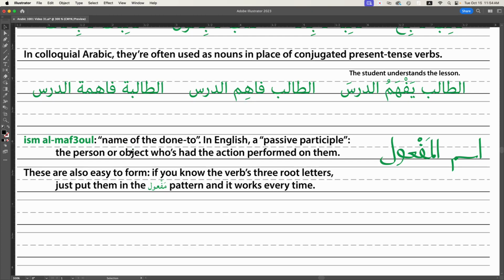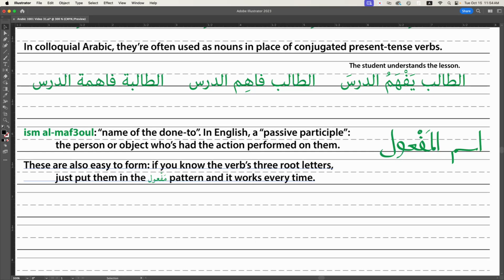So they also get formed really regularly. The ism fa'il, the one we just did, and the ism maf'ul are the fourth and fifth parts of the verbs when I talked all the way back at the beginning of this series about the 5 parts of a verb. If you know the verb's 3 root letters, just put them in the maf'ul pattern. Mim bi fatha, letter number 1 bi sukun, letter number 2, long vowel wow, letter number 3, and this works every time. So, for example, we have amila, to work.